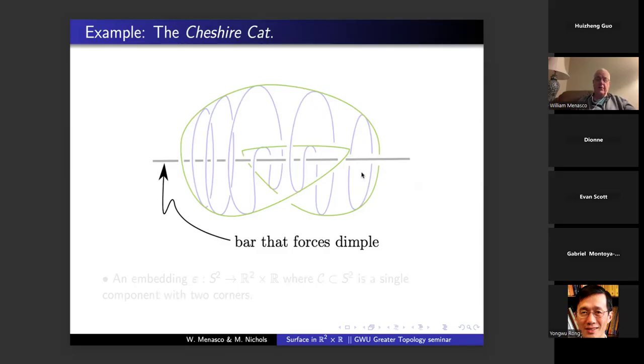Give you an example. We kind of called this the Cheshire Cat because if you put eyes here, it kind of looks like a cat. So we were calling this the Cheshire Cat.